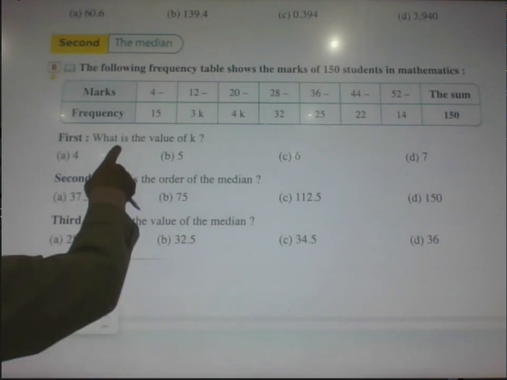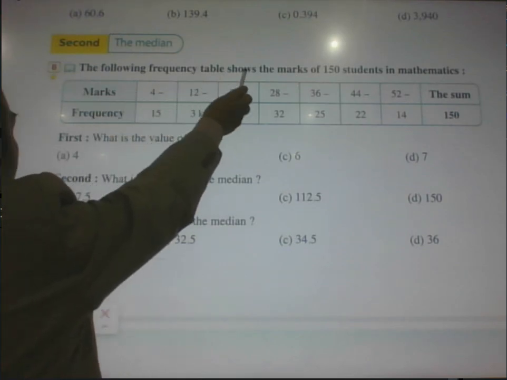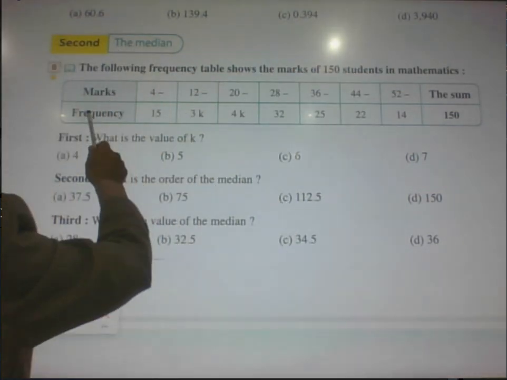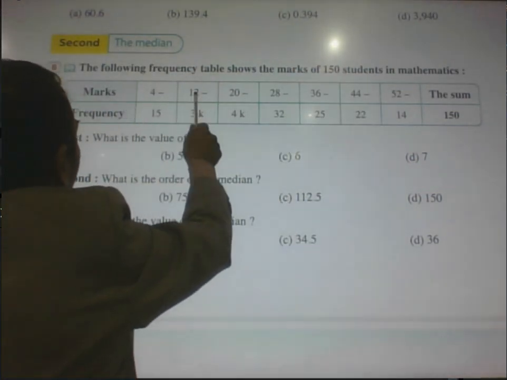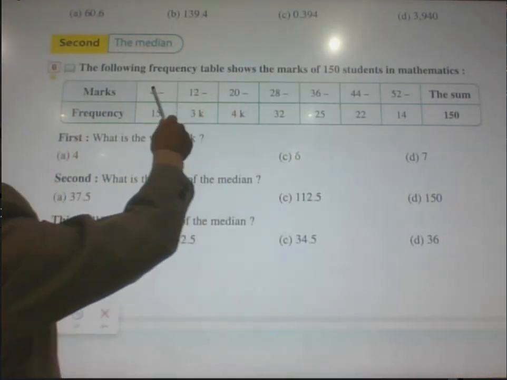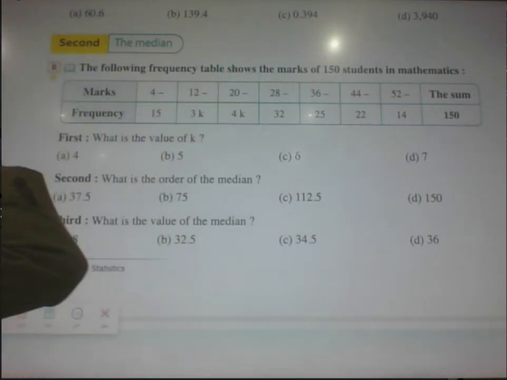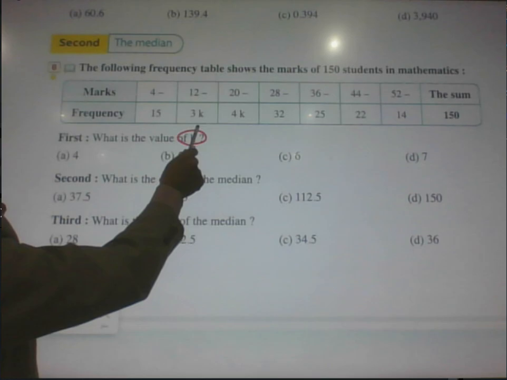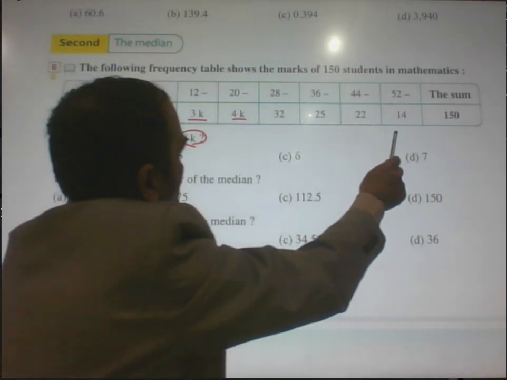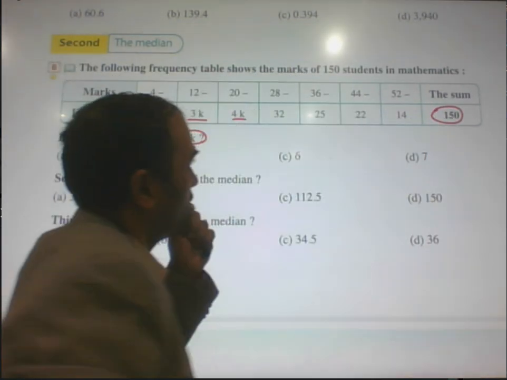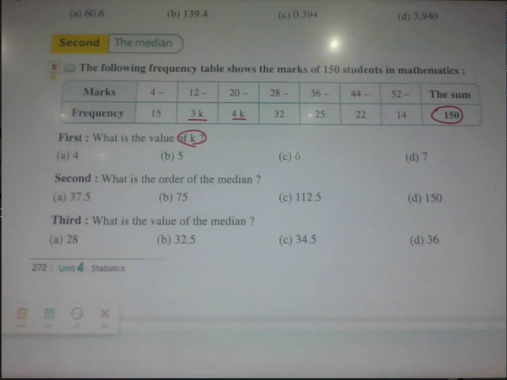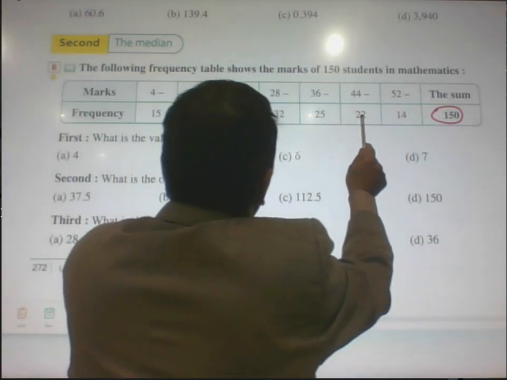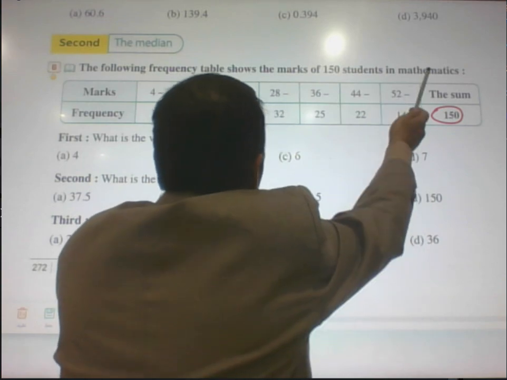They give me data in a table. The following frequency table shows the marks of 150 students in mathematics. Marks and frequency: the interval from 4 to 12 has 15 students. He also wants to find the value of k. We know 15 plus 3k plus 4k plus 32 plus 25 plus 22 plus 14 equals 150. So we can solve this equation.